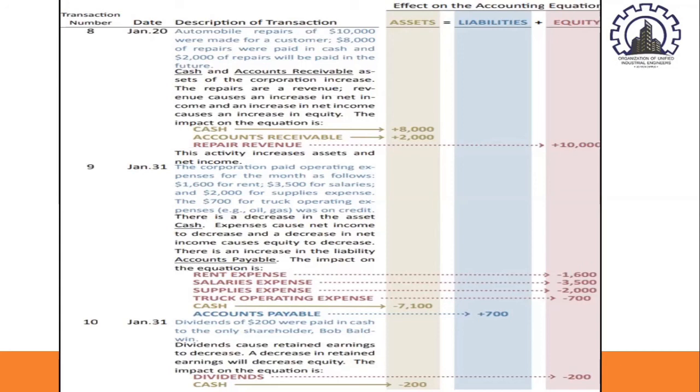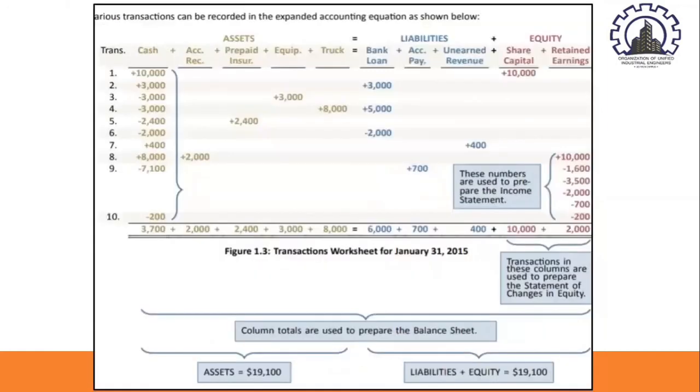Now, since we have already determined which accounts will affect our assets, liabilities, and equity, the next thing that we need to do is record the various transactions in the expanded accounting equation, as you can see in our example. You have in the first column the transaction numbers, and as you can notice, we still follow the accounting equation. You have assets equals liabilities plus owner's equity.